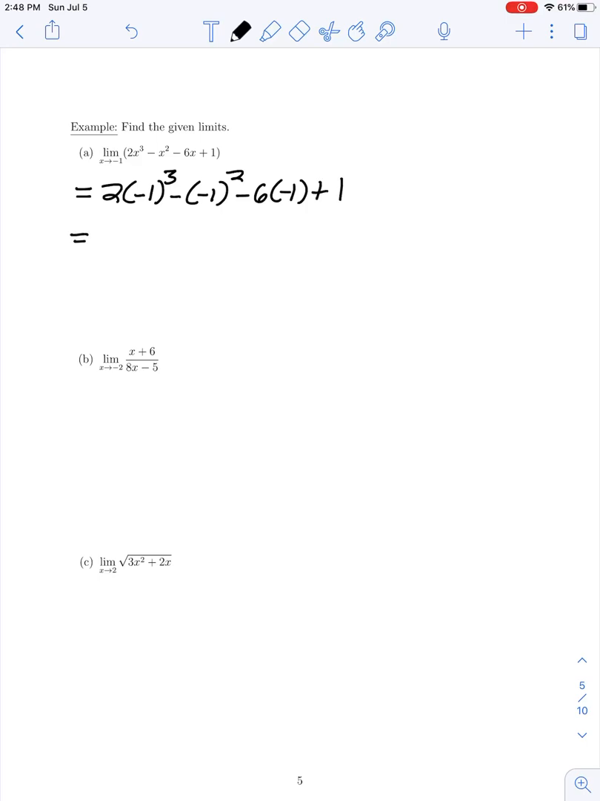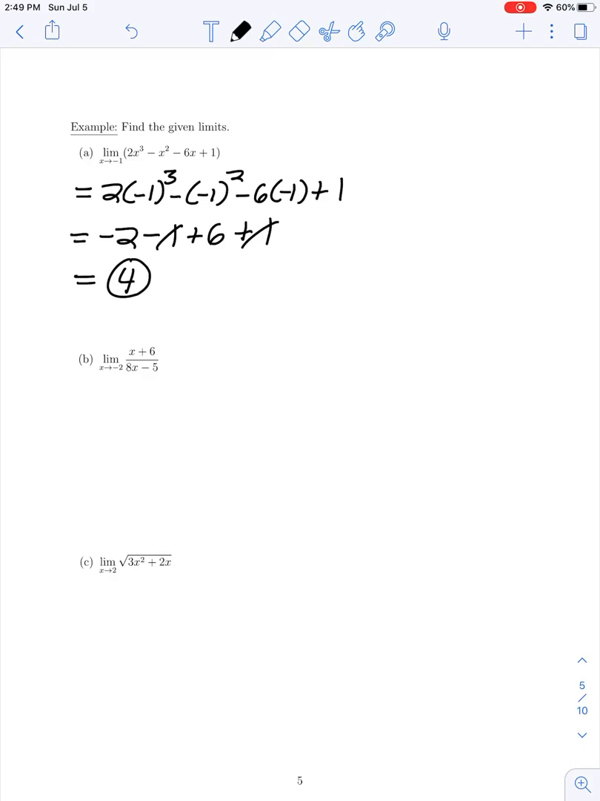So here we have 2 times -1 cubed would be -2, minus -1 squared is 1, so we're subtracting 1 there. Minus 6 times -1 gives us +6, and then +1. So here, plus and minus 1 terms cancel. We're left with -2 plus 6 is 4. So this, of course, in part A is much easier than making use of our limit laws to split that up into each individual piece. We can simply plug in the value for x now.